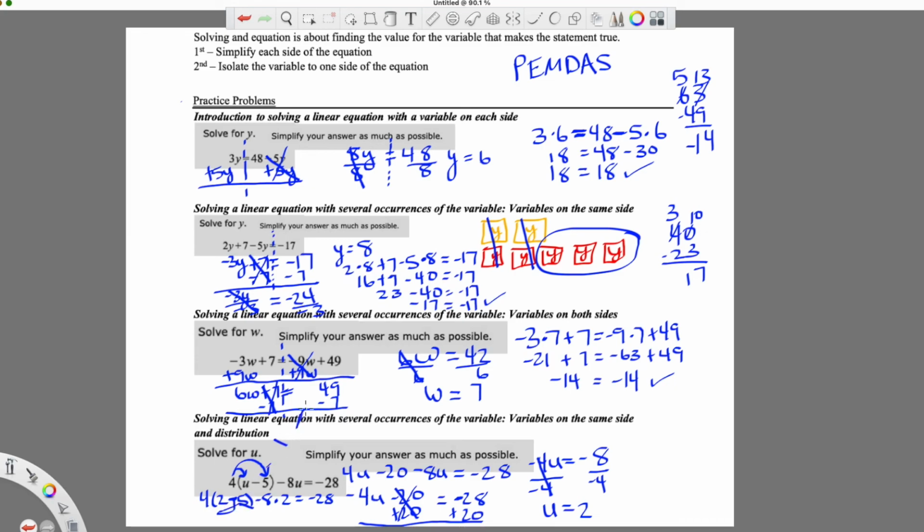Whoa, what is going on with my pencil here? That was losing its little crazy mind.